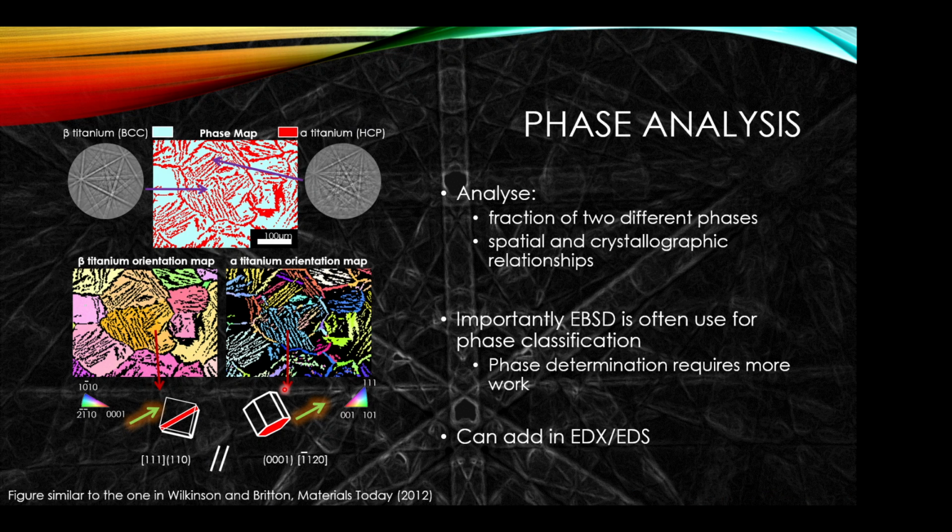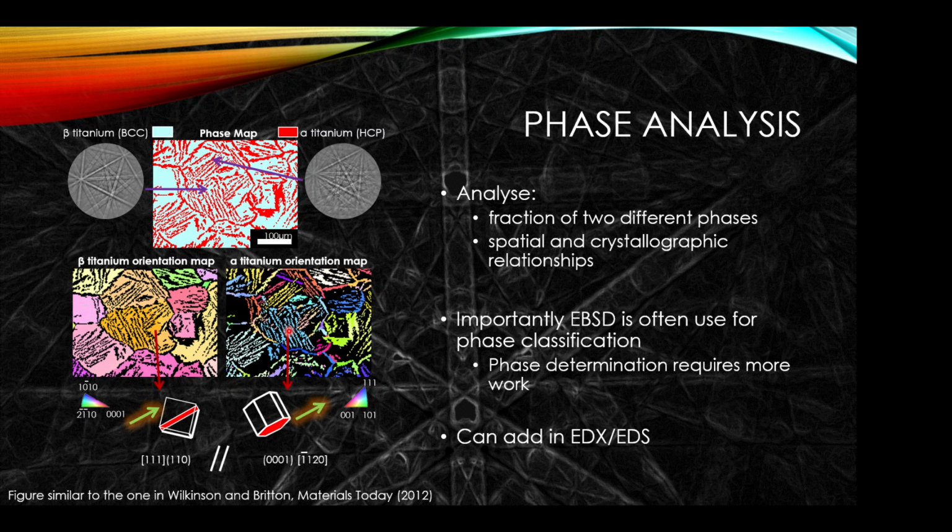We can also evaluate the relative phase fractions. So if we have two different crystal structures, in this example a two-phase titanium alloy, we have a high temperature beta phase that is retained, but as the material cools it grows a low temperature alpha phase. We can look at the relative fraction and morphology of those different phases, and we can also look at the relative orientations between the BCC phase and the HCP phase.